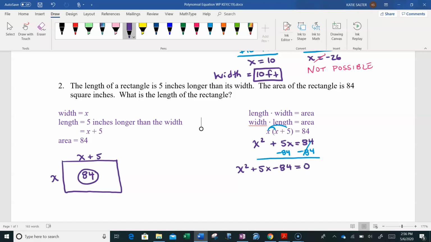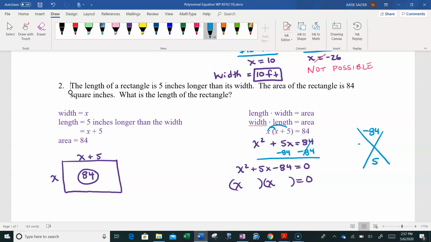Again, in this case, we have a nice trinomial with a leading coefficient of 1. So we can use the shortcut method to factor. Again, if you don't like the shortcut method, you can do it the long way by grouping or the box method. All right, so we have to find what two factors would multiply to negative 84, but ultimately add to positive 5. So we know one's going to be positive and one's going to be negative. So you have to start looking at your factors of 84.